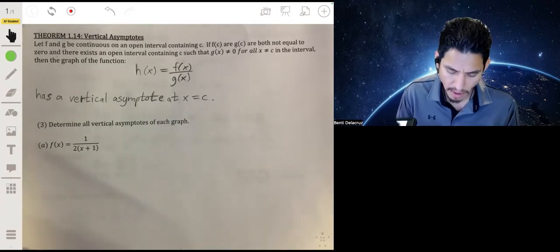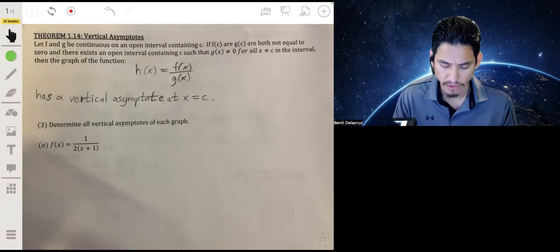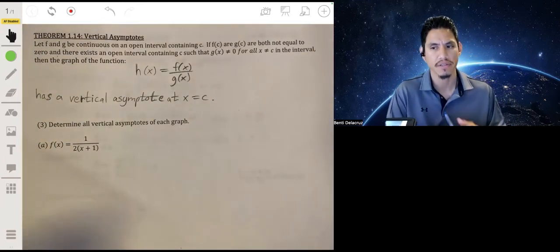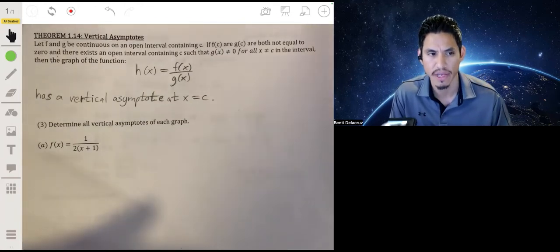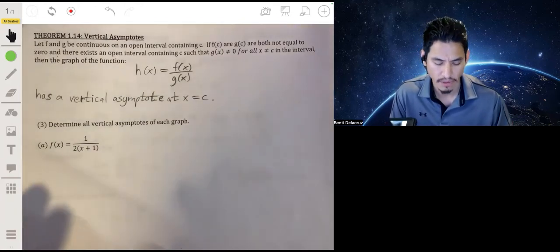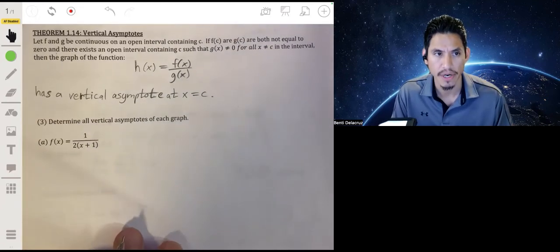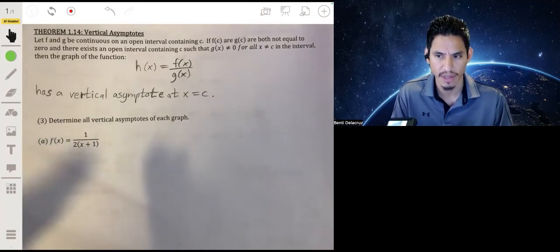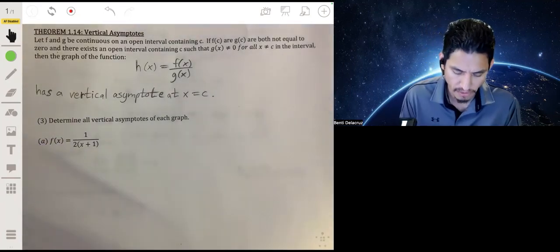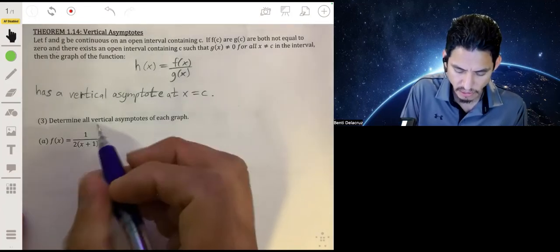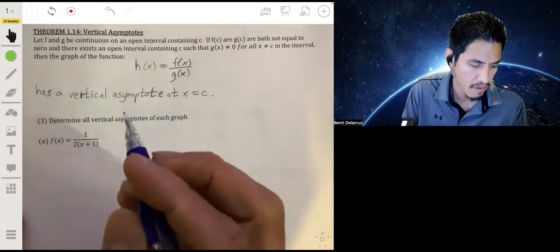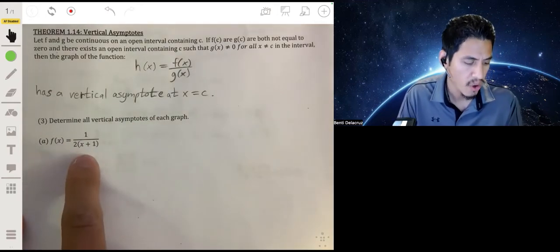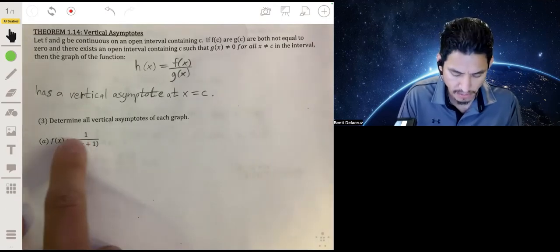So we're just going to figure out the vertical asymptotes. We're not at this point required to actually understand and know precisely what the graph will look like. I'm still going to draw graphs of each function, but you're not expected to actually be able to figure these graphs out just like that. So first one, we have f of x is equal to 1 over 2 times x plus 1. So we basically are going to look for when the denominator is going to be equal to 0.